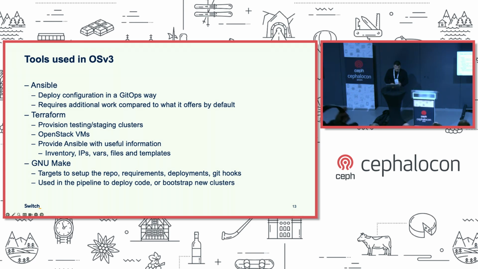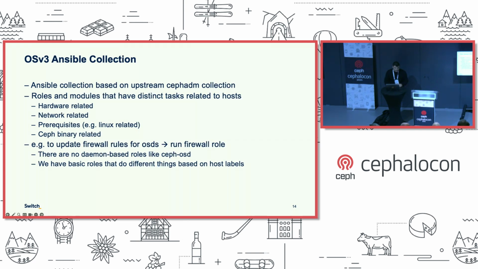And then we have GNU Make. Basically, this is to make the DevOps life easier, to be able to create targets, and with this, we can do changes ourselves or through a pipeline, depending.